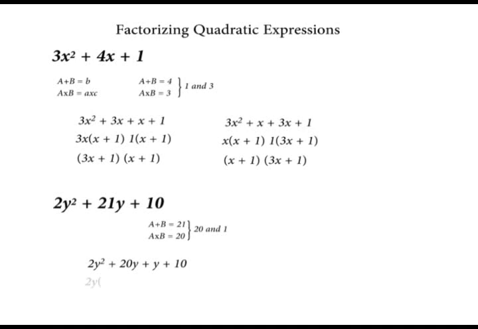Factorize 2y into y plus 10, then 1 into y plus 10, and finally we have 2y plus 1 times y plus 10.